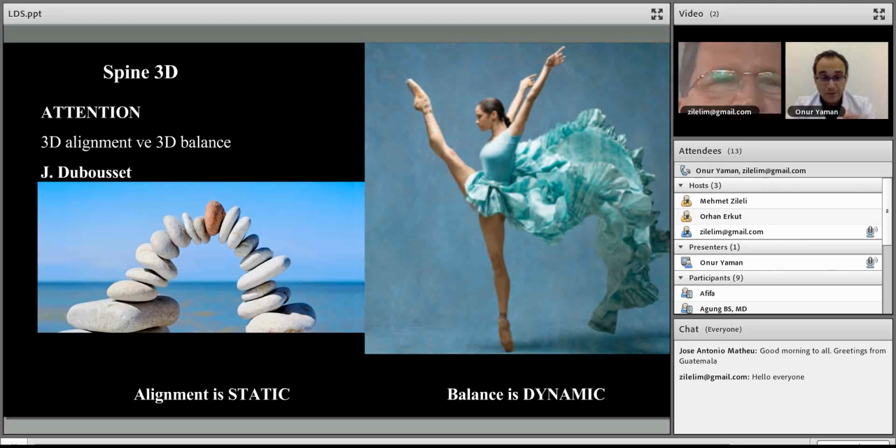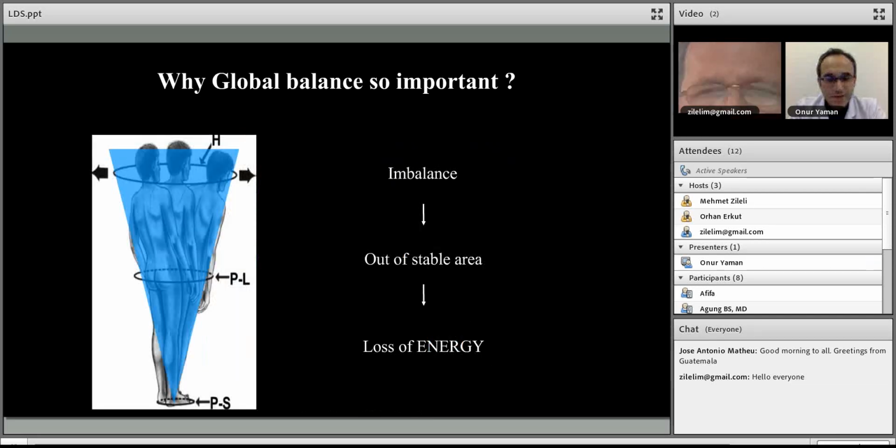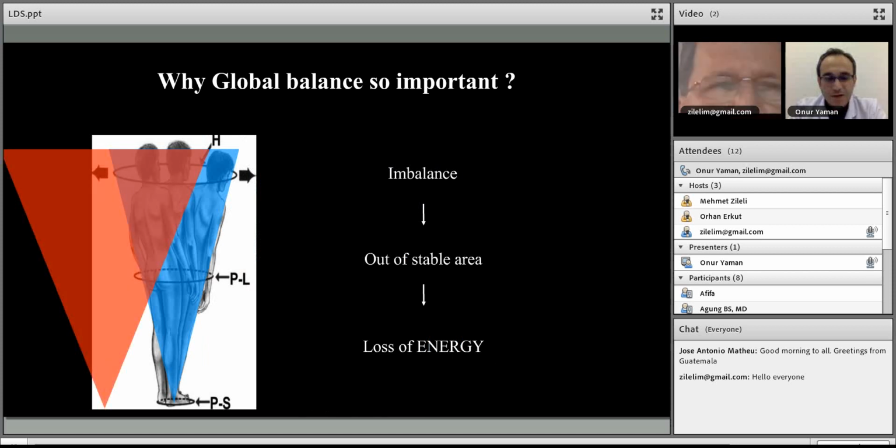Before coming to the main subject, we have to talk about 3D alignment and 3D balance. According to Dubousset, the alignment is static and the balance is dynamic. They are different things. There is the cone of economy term here. If the patient is in the green area or in the blue area, the patient has a good balance, so the patient doesn't need any loss of energy. But if the patient comes to the red area, this patient has an imbalance, is out of the stable area, and has loss of energy.